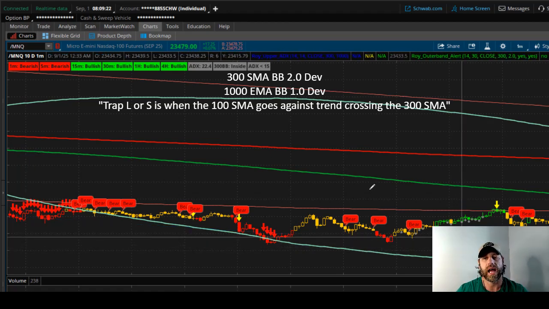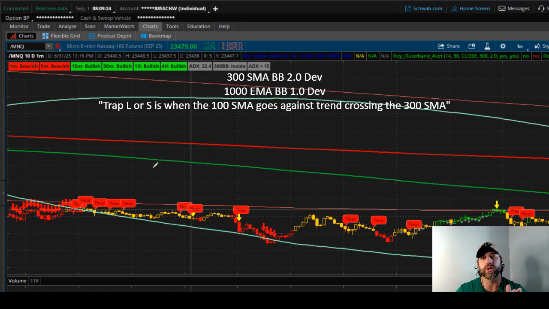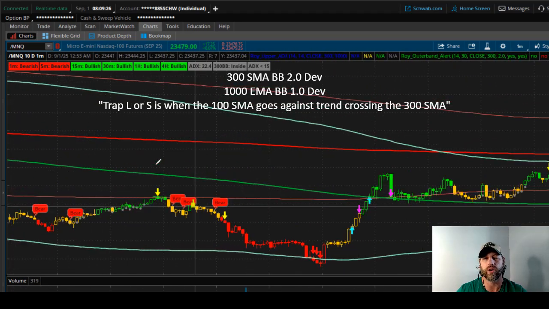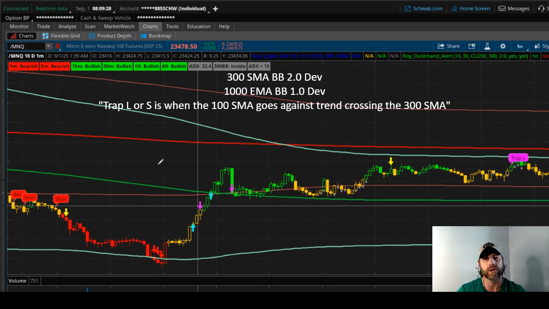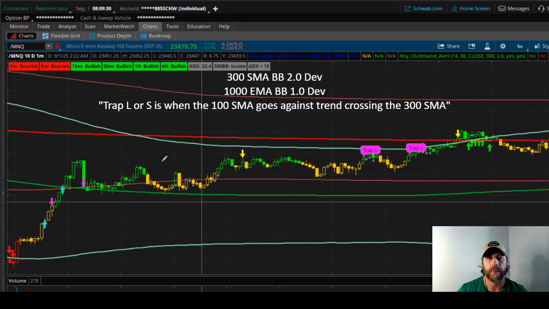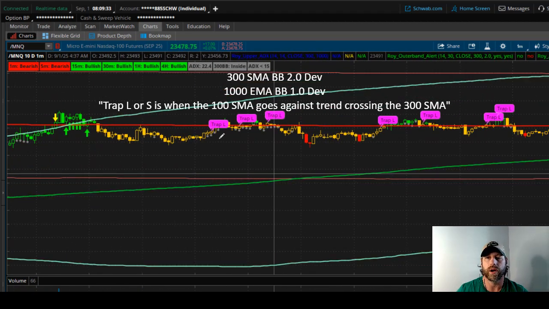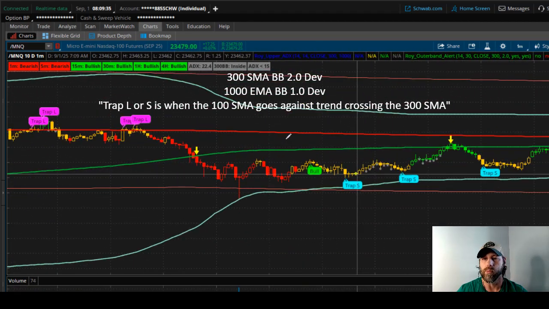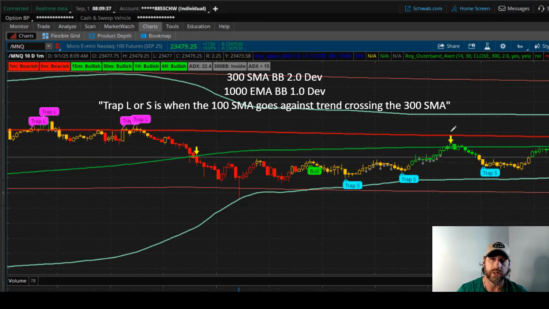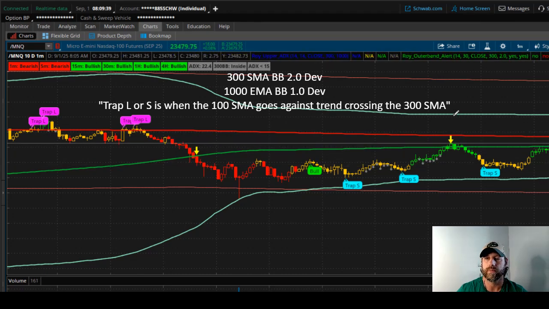you can see that as that trend progresses, the moves get harder and harder, right? Which is why we're looking for the initial continuation. We are trapping longs again, and that actually puts us right to our current price.